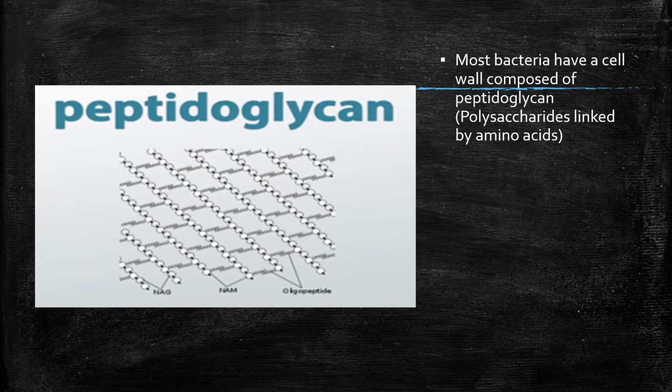So here is just an image of the peptidoglycan. Most bacteria have cell walls composed of this, and it's basically polysaccharides linked by amino acids. It's very rigid and provides structure for the bacteria.